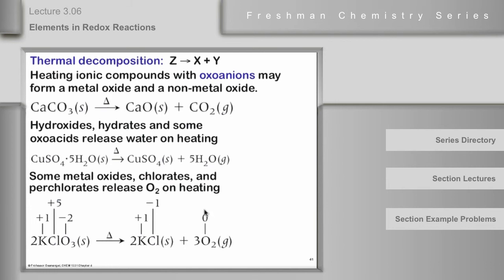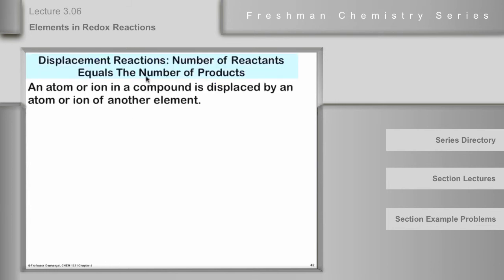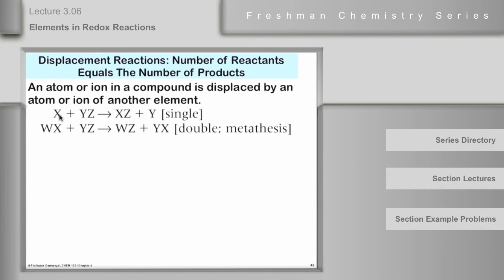Then let's look at displacement reactions. A very nice way to recognize a displacement reaction that works for all of them that I know of is that the number of reactants equals the number of products. If that's the case, then chances are you're dealing with a displacement reaction of one kind or another. An atom or an ion in a compound is displaced by an atom or an ion of another element. So in a single displacement reaction, as we said, X plus YZ might go to XZ plus Y. And in a double, it's WX and YZ gives WZ and YX.